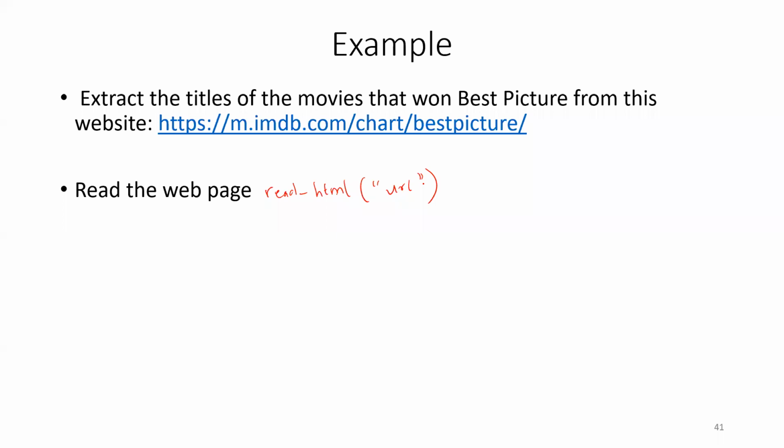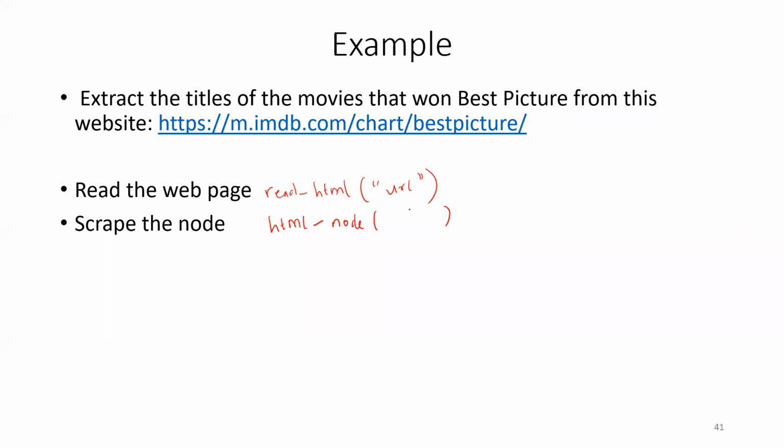Then the next step is to scrape the node. So if you recall, in order to scrape the node, we may need to make use of the selector gadget to help us determine what this selector is. And then the function that we use for that is html_node. Then in here, I'm going to put in the selector I detect by using the selector gadget.